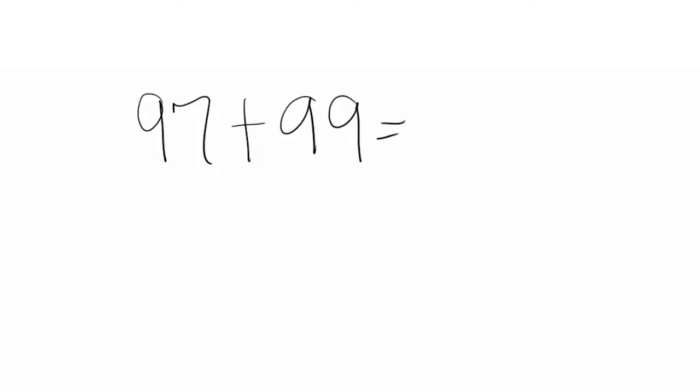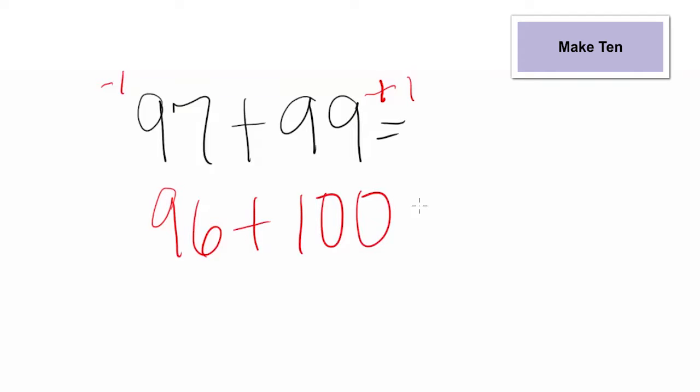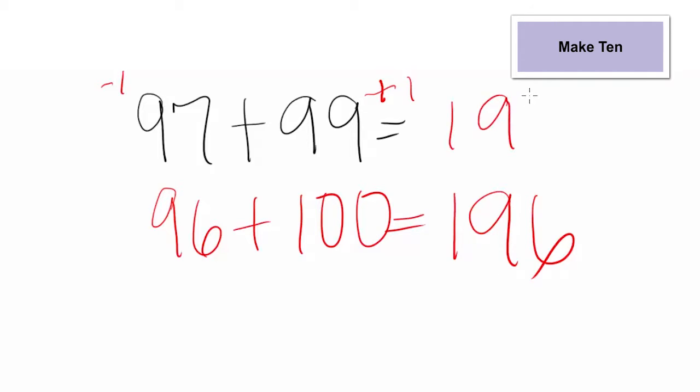How would you solve 97 plus 99? I think making 99 into 100 would make it easier to work with rather than using the standard algorithm and having to regroup twice. So if I add a 1 to 99 to make 100, then I will have to subtract 1 from 97 to compensate. And that leaves me with 96 plus 100 equals 196. So 97 plus 99 equals 196.